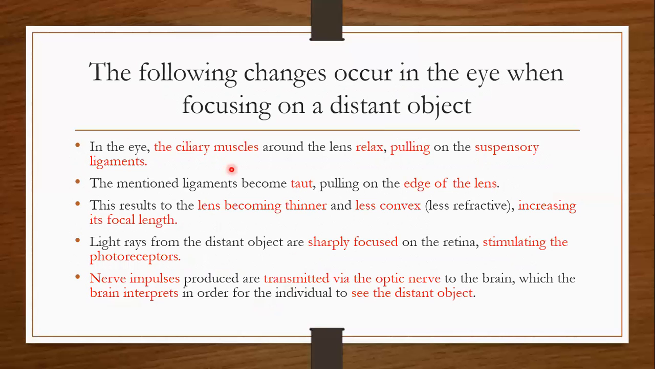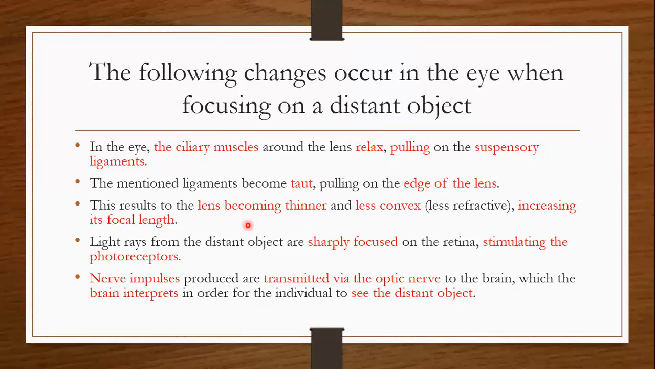The ciliary muscles in the ciliary body relax, pulling the suspensory ligaments. As a result, the suspensory ligaments become taut, pulling on the edges of the lens. You know that the lens is held by these suspensory ligaments, and these suspensory ligaments are controlled by the ciliary muscles in the ciliary body. So the ciliary muscles relax, pulling on the suspensory ligaments. They become taut, pulling the edges of the lens.